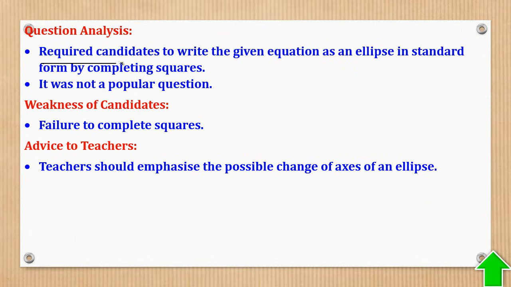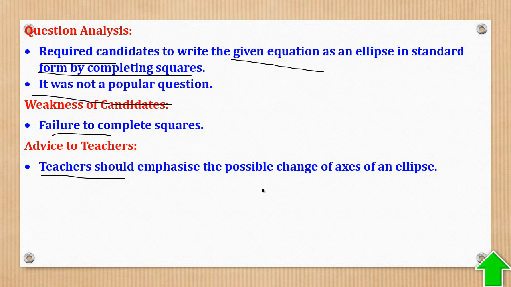The analysis: the question required candidates to write the given equation as an ellipse in standard form by completing squares. It was not a popular question, meaning that very few candidates attempted it. The challenge was failure to complete squares. So for completing squares, you should know the trick behind it.